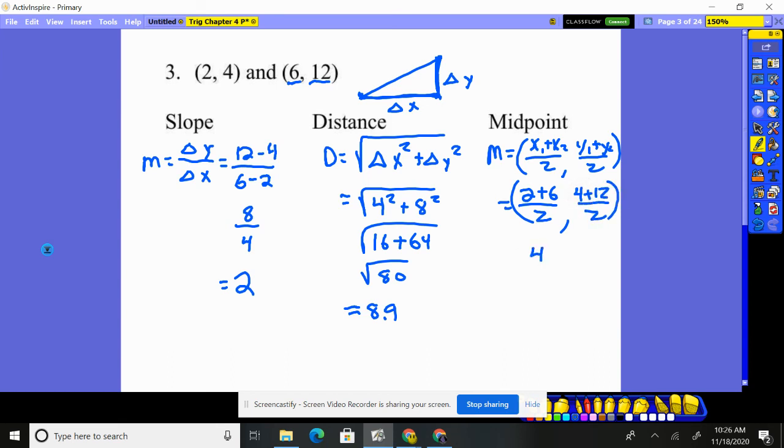So I have 8 divided by 2 is 4. So the middle of the x's is 4. The middle of the y's is 8. There's problem 3.